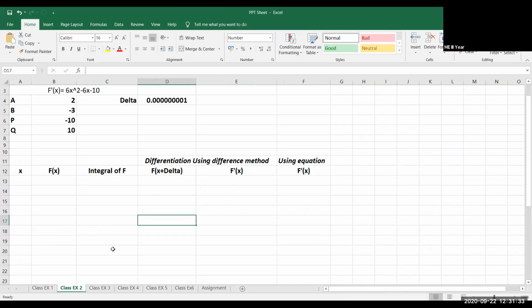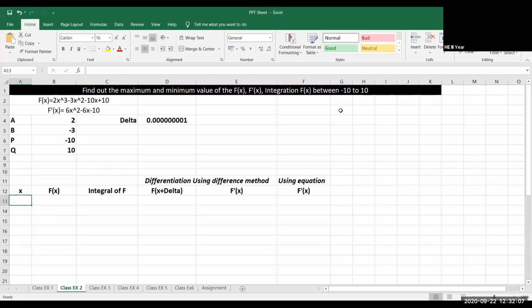So here our limit is given, minus 10 to 10. The limit value is given but data is not given. First you have to find out all the data, then you can perform. All data means what? X data and function value. Earlier in the previous examples, function value and the limit were given, data in the form of a table was given, but here nothing is given. Only the limit value is given, lower limit and upper limit for the entire function.